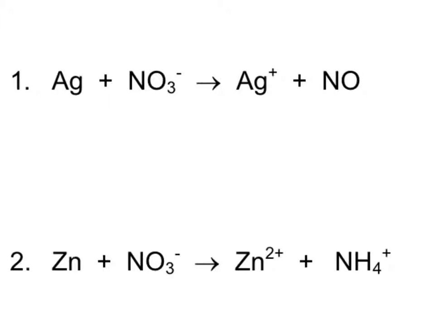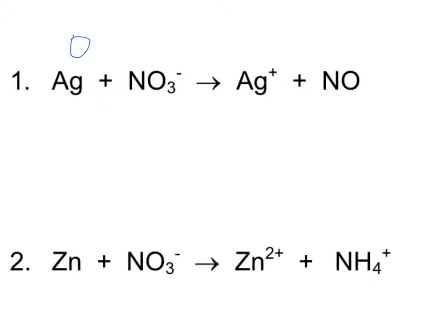That looks good. So we have a couple of guys here. We've got silver plus nitrate ion going to make the silver ion plus some nitrogen monoxide. So the first thing we need to do is identify our oxidation numbers. Silver is a metal and an element all by its lonesome. Therefore, its oxidation number is going to be 0.